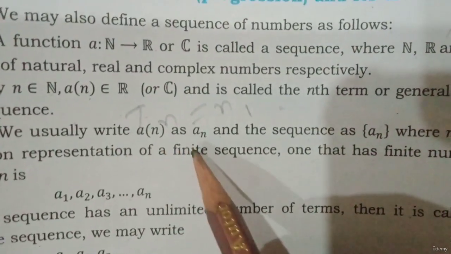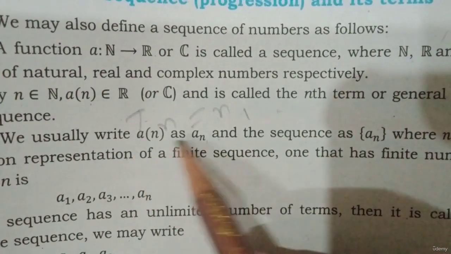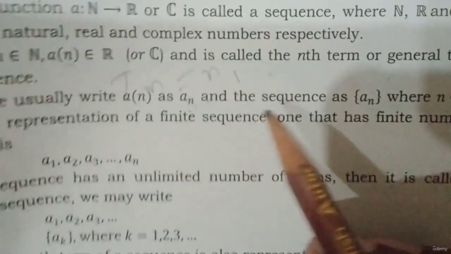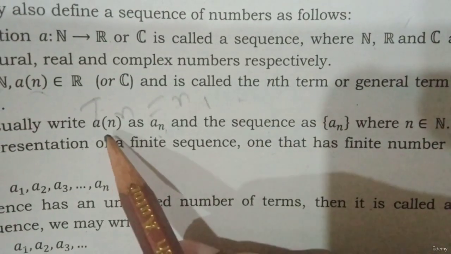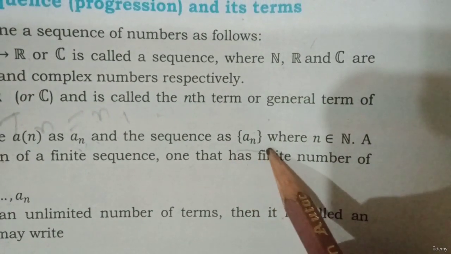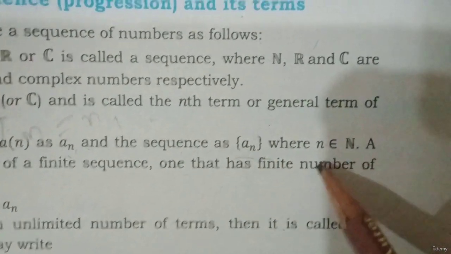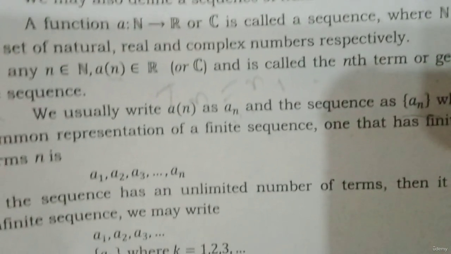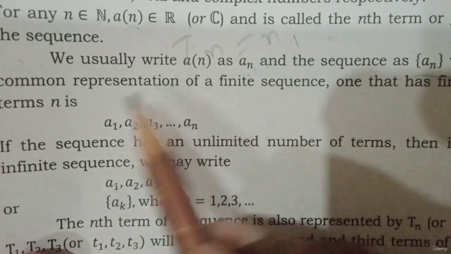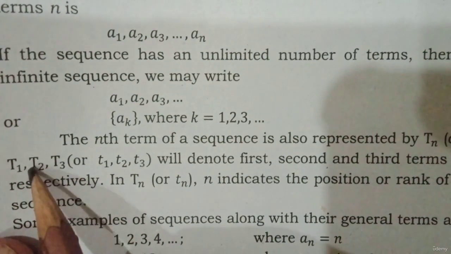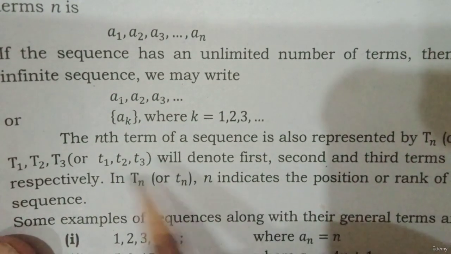We usually write the nth term as a_n, and in the definition we have told that for particular terms we put the value of n into a_n. Also we can write it in the form (a_n), where n belongs to natural numbers. Now you can write the terms of a sequence as a1, a2 and so on, and we can also write t1, t2 and so on for the terms.